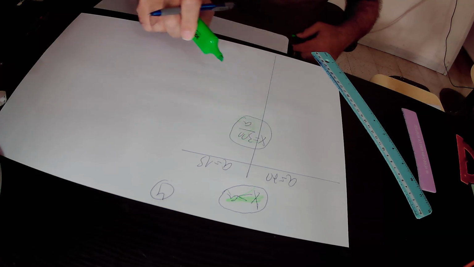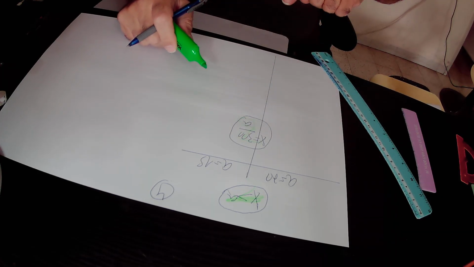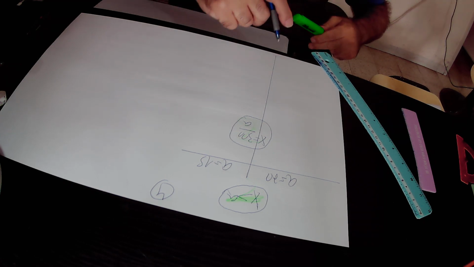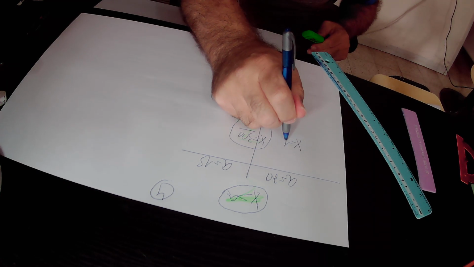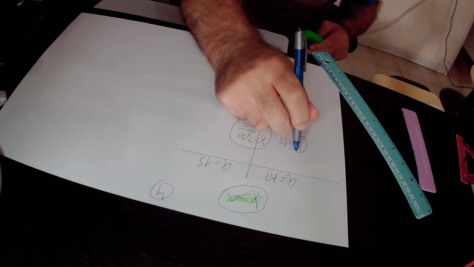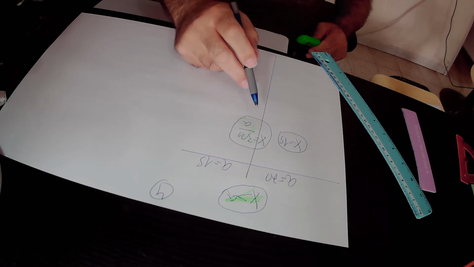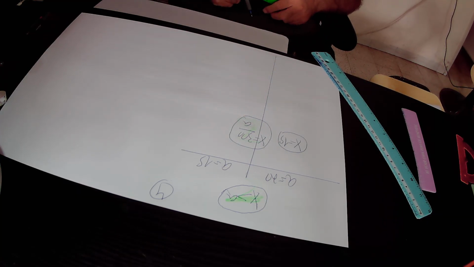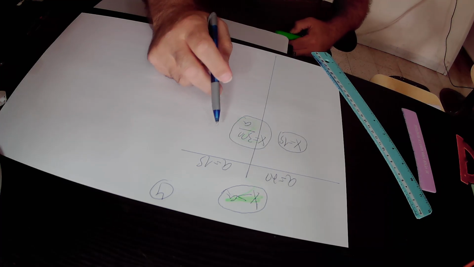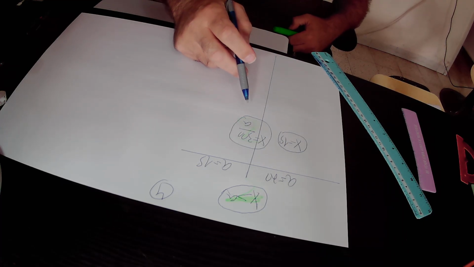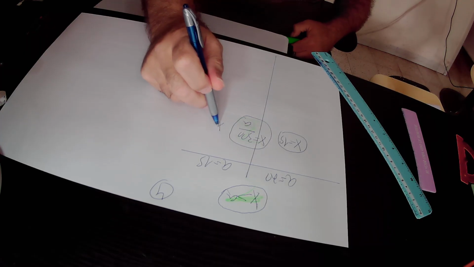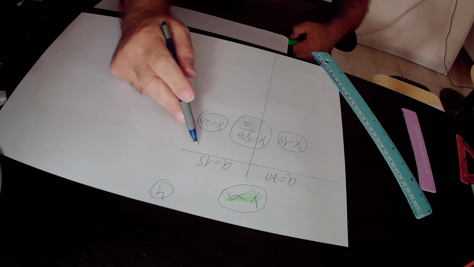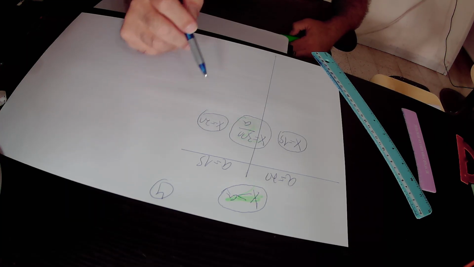Therefore, if a equals 20, then x must be equal to 300 over 20, that is 15. Likewise, if a equals 15, then x must be equal to 300 over 15, that is 20.